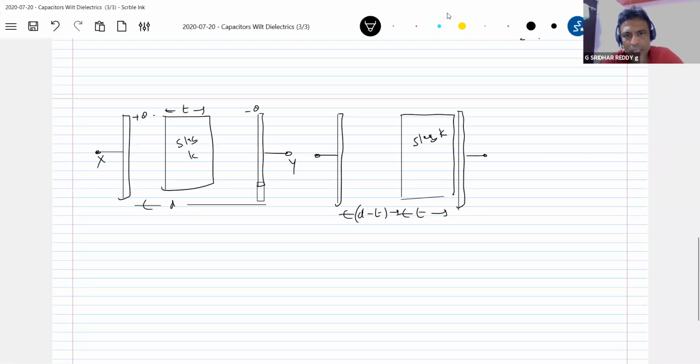So what about the field here? The field here will be E naught. And what about the field inside the slab? It should be equal to E naught by K, because it is a dielectric medium. So let me take this as X, Y, and this point, let it be Z. Then what is Vxy from the mathematics?